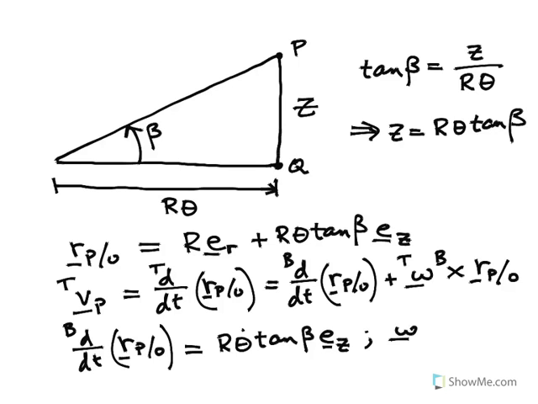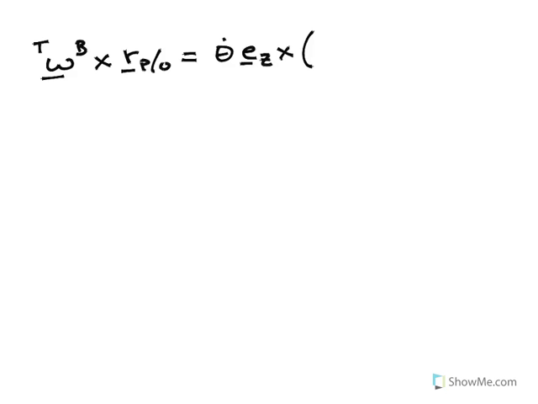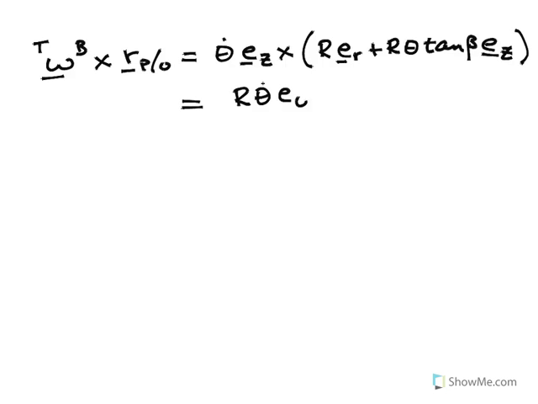The next thing is the angular velocity of B in T is equal to theta dot times EZ, from which we obtain that the angular velocity of B in T crossed with the position of P relative to O is equal to theta dot times EZ crossed with R ER plus R theta times the tangent of beta times EZ, which is equal to R theta dot times E sub theta.